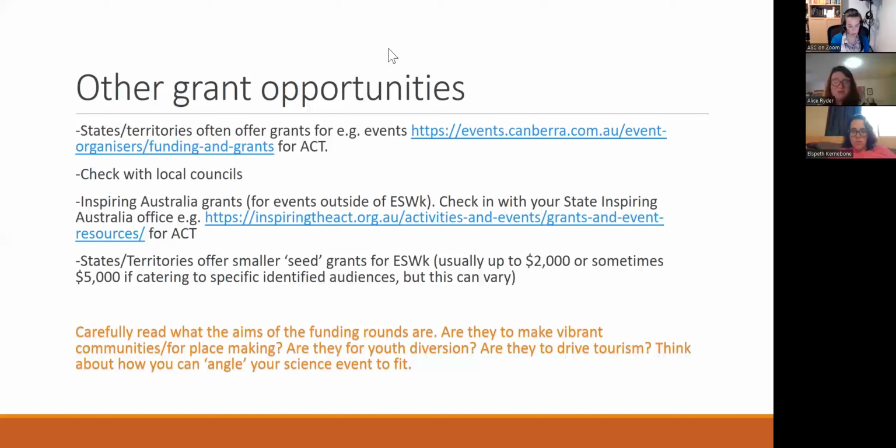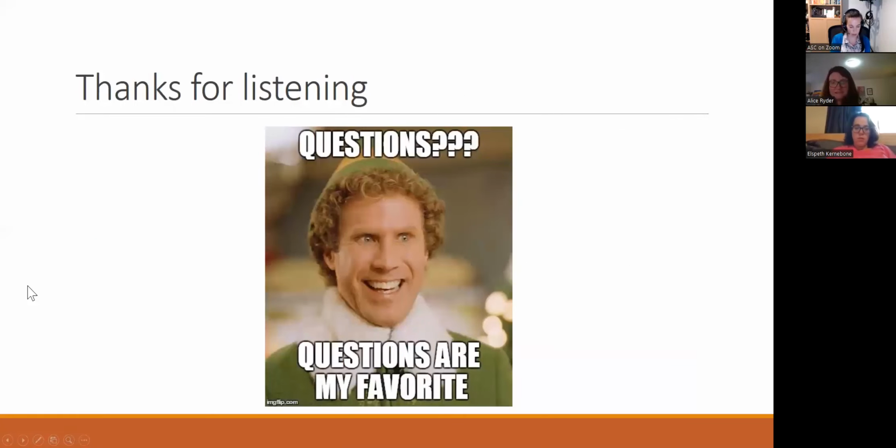But again, don't just copy your application from one into another. Please make sure you answer the actual questions that you are being asked. But do think laterally. You might see a grant for the local council or for the ACT government that's talking about placemaking, making spaces welcoming and vibrant, or about engaging young people. You could do a science event that helps to do those things. So think a bit laterally about whether you can fit your event, or the heart of your event, if not the whole of the event, into some of those other grant areas.